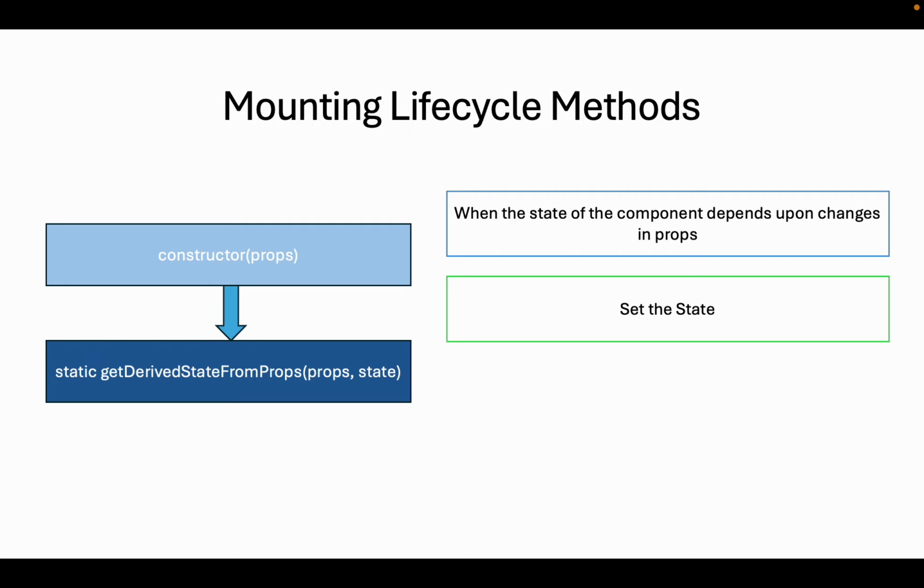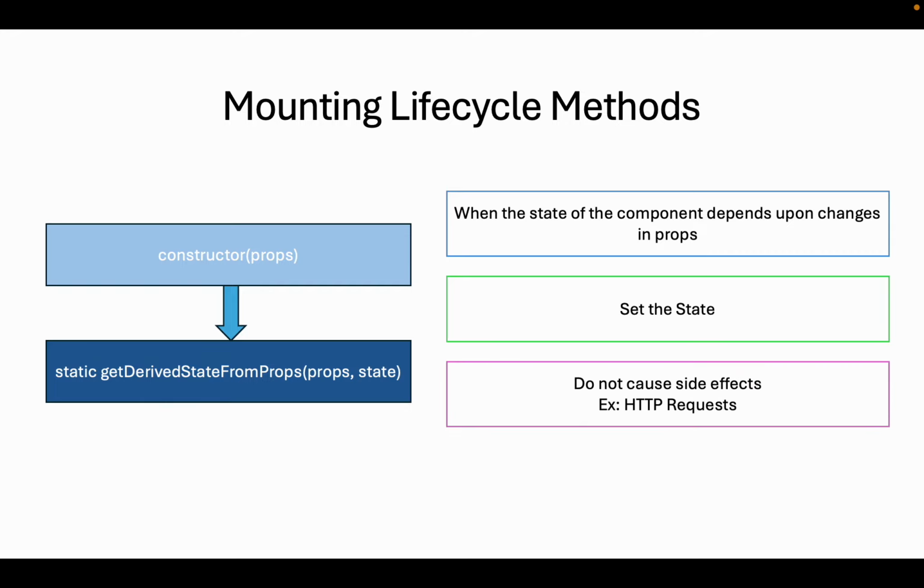What you can do is set the state in this method. Actually, this is a static method and you don't have any access to the this dot setState method. So how you can set the state with this method is simply by returning the state object, whatever you want to set in your state. Again, it's not good to do any kind of HTTP request or network call within this method. You have to avoid your AJAX or Axios calls.